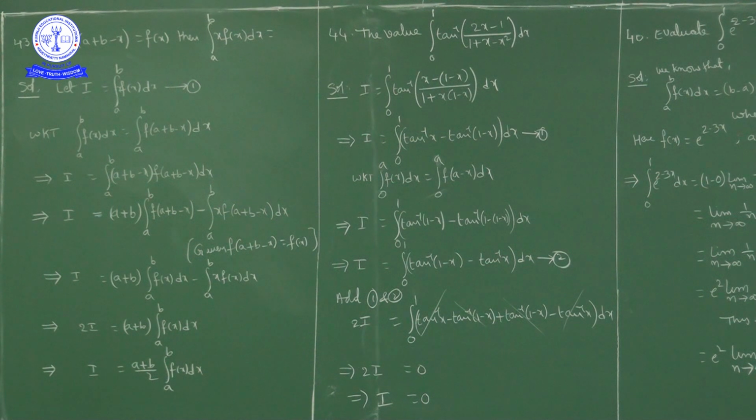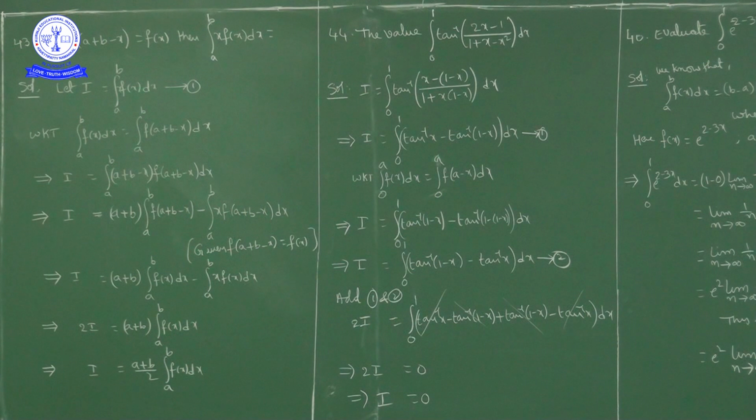Okay, on the right hand side, if you add these 4: tan inverse x minus tan inverse (1 minus x) plus tan inverse (1 minus x) minus tan inverse x. If you add all this, what do we have? Tan inverse x minus tan inverse x get cancelled, tan inverse (1 minus x) minus tan inverse (1 minus x) get cancelled. So 2I is equal to 0, so I is equal to 0.